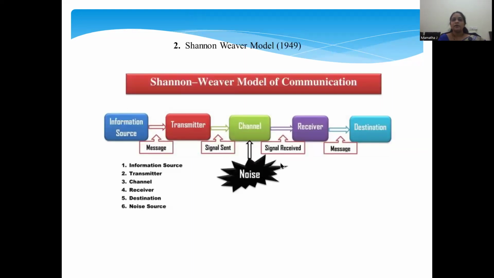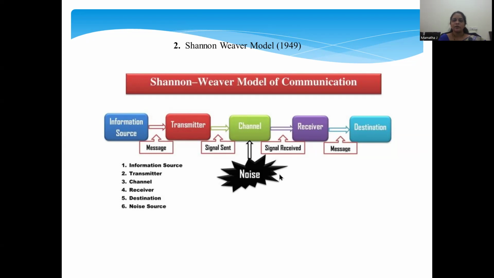The next model was the Shannon-Weaver model, given by two persons named Shannon and Weaver. They say there is an information source, and from the information source, through the transmitter, the message is passed on through the channel to the receiver, and it reaches the destination. So they say it is not linear, as has been said in the linear concept model. It is not the linear way.